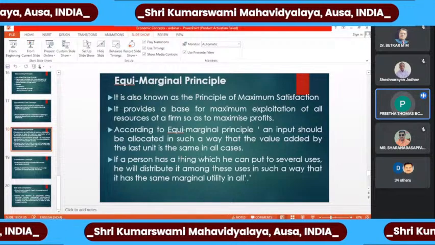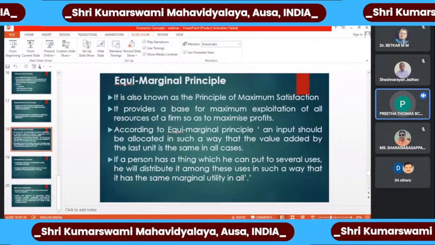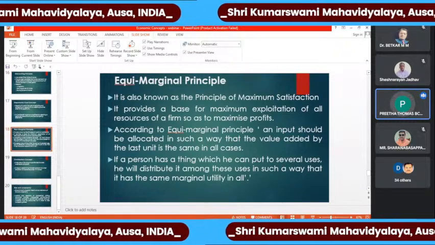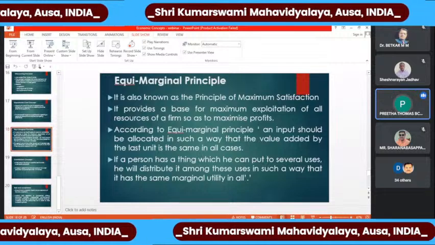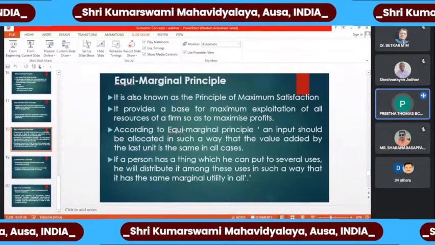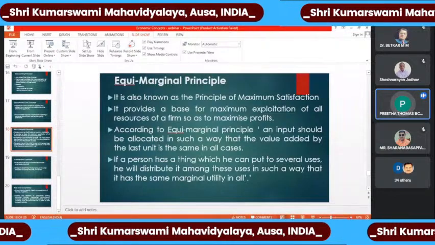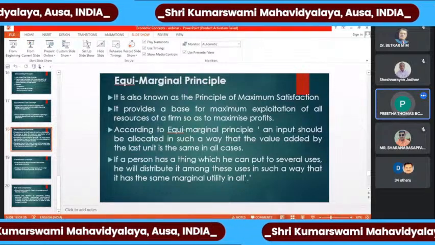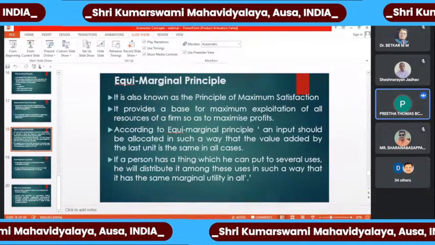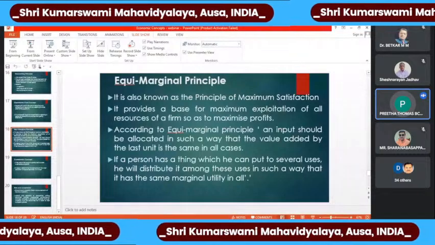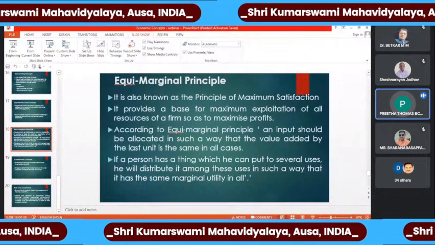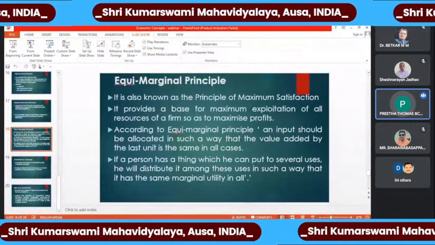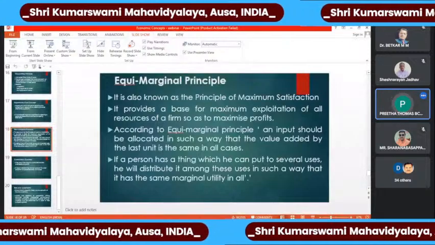The next principle is what is known as the equi-marginal principle. The equi-marginal principle is also known as the principle of maximum satisfaction. According to the equi-marginal principle, an input should be allocated in such a way that the value added by the last unit is the same in all cases. That is, if a person has something that he can put to several uses, he should distribute it among these uses in such a way that it has the same marginal utility in all cases.